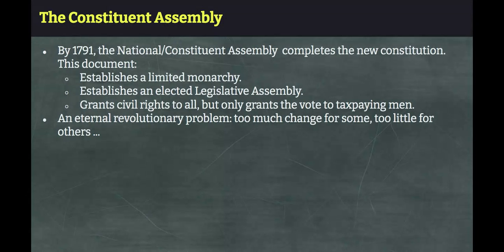And then the new constitution also grants civil rights to all, even though it only grants the vote to tax-paying men. If you remember from United States history, this isn't too unusual. So we gotta wait a while for the vote to be extended to women, to non-tax-paying men, et cetera, so to the poor. Now, this constitution, again, it hits on that problem that the Constituent Assembly or the National Assembly keeps encountering, right? The Constitution, on the one hand, isn't quite radical enough for some, but is way too radical for others, which kind of upsets the extremes on both sides.